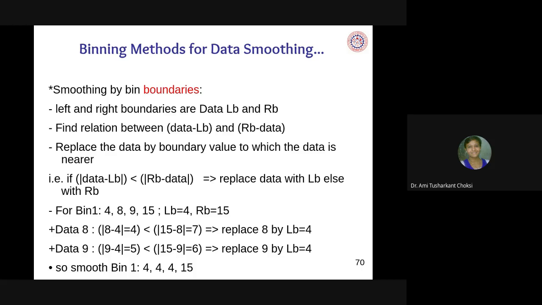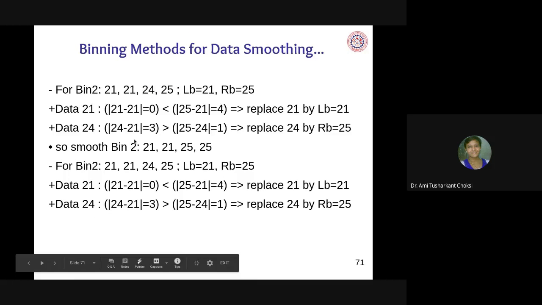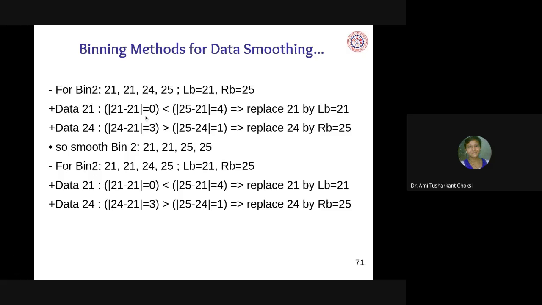Very simple example. One more, where we are having three bins, right? So we can say this one was for bin 2: 21, 21, 24, 25.